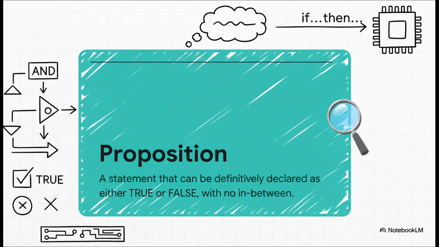So if we're going to build this perfect language, we need the perfect building block. And in logic, that's called a proposition. It's a statement that has a crystal clear, non-negotiable truth value. 3 is an odd number. Yep, that's true. 27 is a prime number? Nope, that's false. There is zero room for interpretation. This is the atom of our new language.